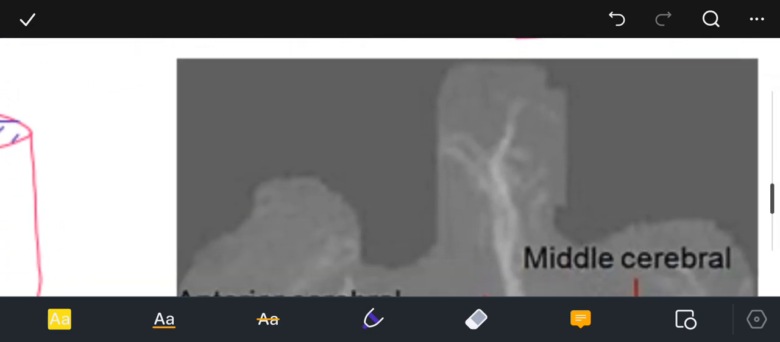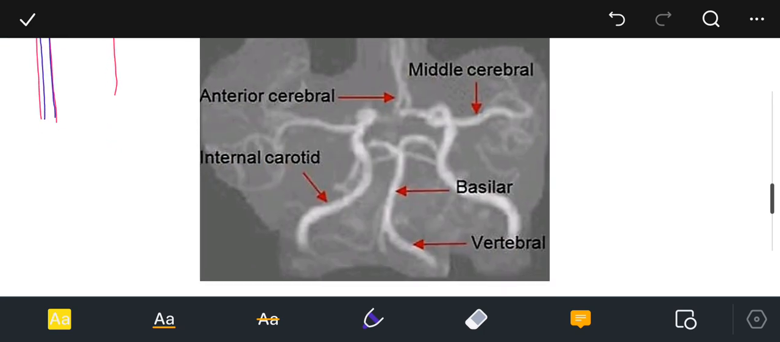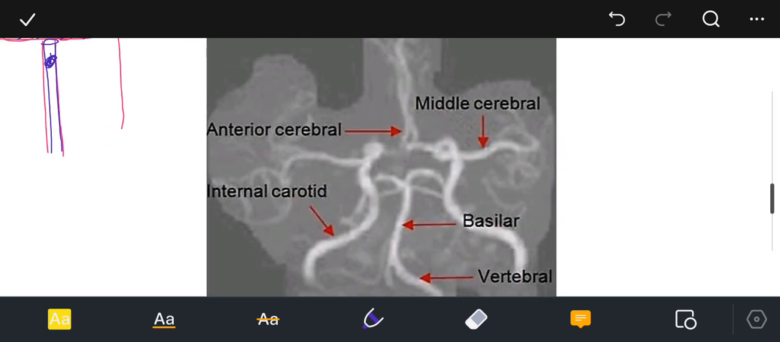Now moving forward to this diagram. So sometimes you are given an angiogram like this in UWorld, and you have to identify which artery is which. So here you can see we have the vertebral artery, then the basilar artery.